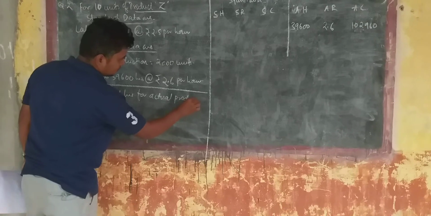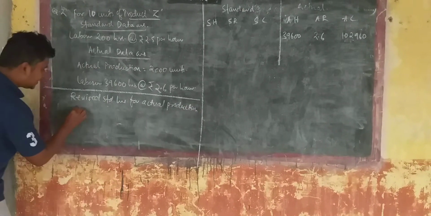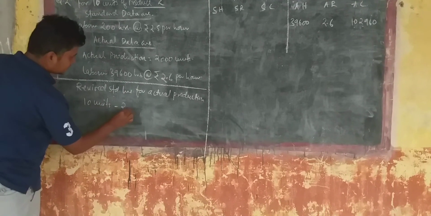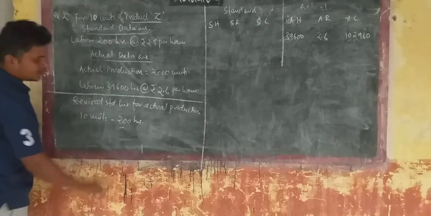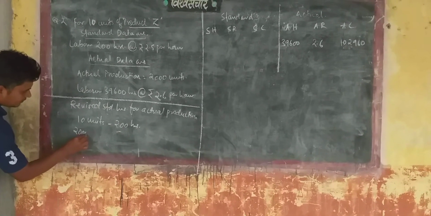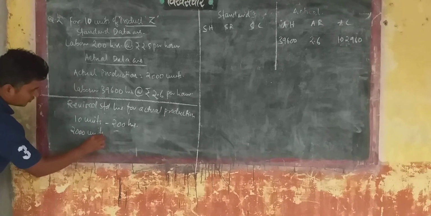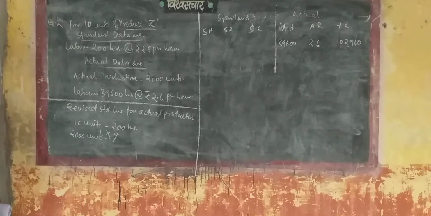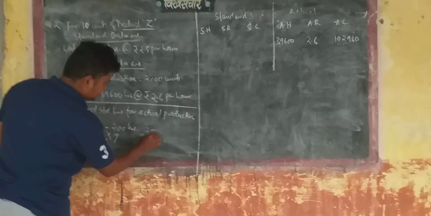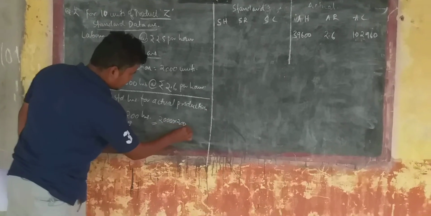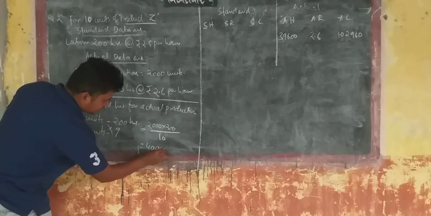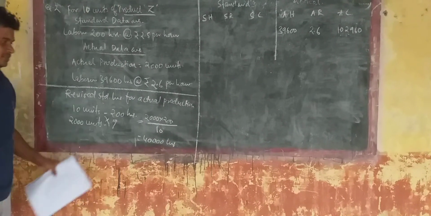Actual output. So for 10 units of product Z, labor works for 200 hours as per the standard data. We have actually produced 2000 units. So for 2000 units, how many hours should there be? 2000 into 200 divided by 10. The answer is 40,000 hours. So this is the revised hours.